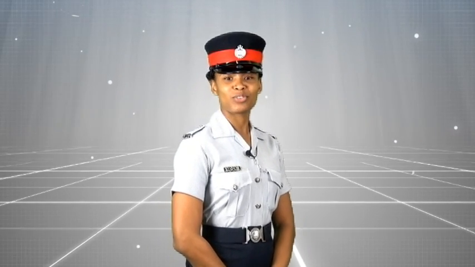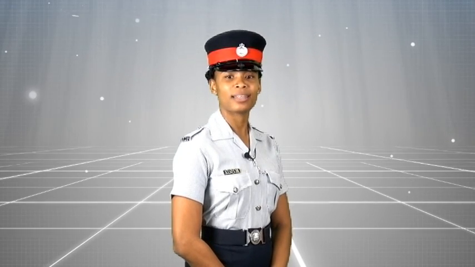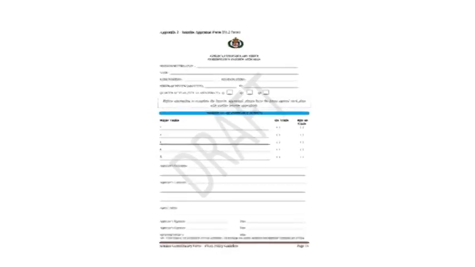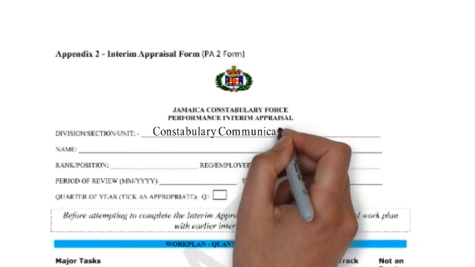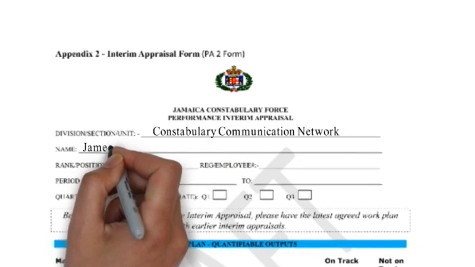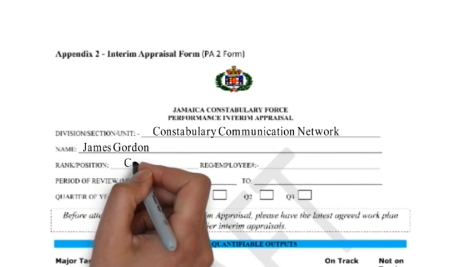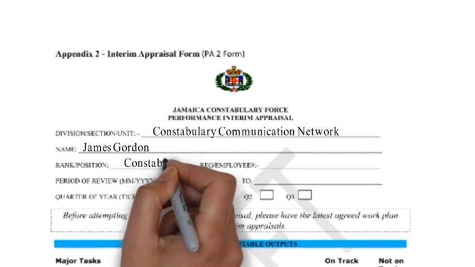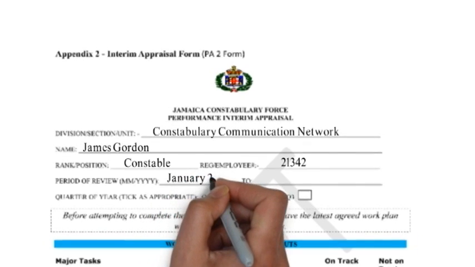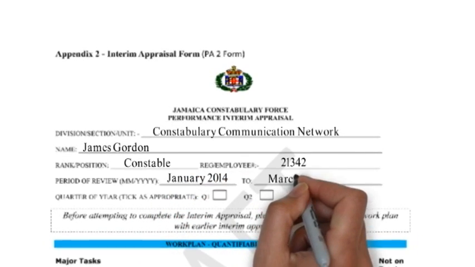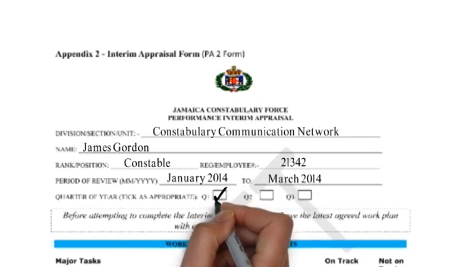The top section of the form is to be completed with the appropriate information, including the member's division, section or unit to which he or she is attached, name of the employee, rank or position held, employee number, the period being reviewed, and indicate using a tick for the quarter the period represents.